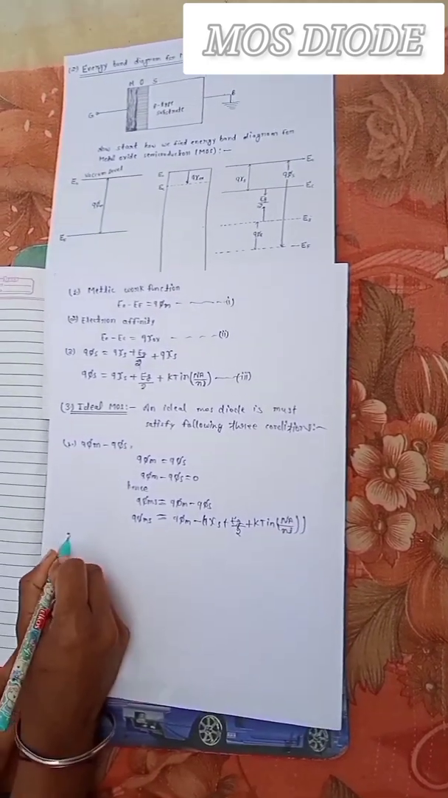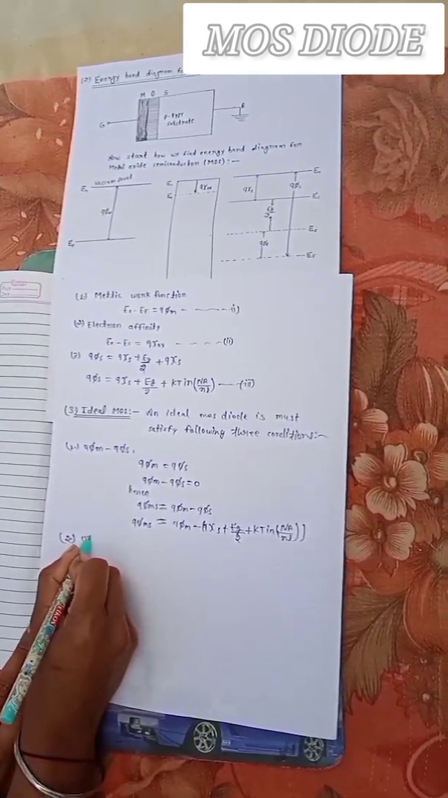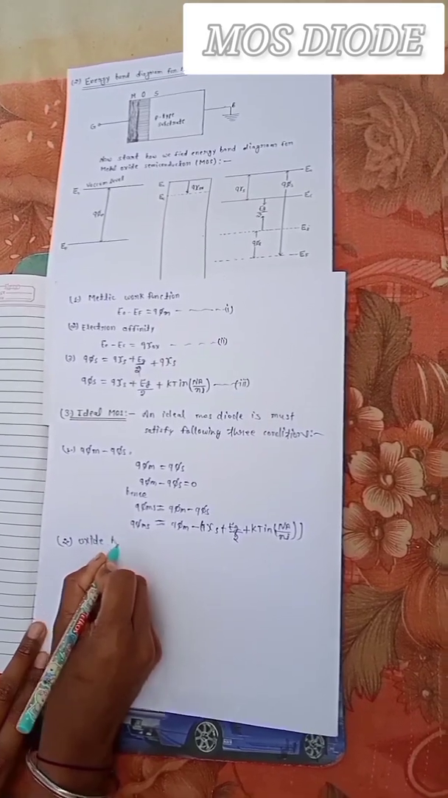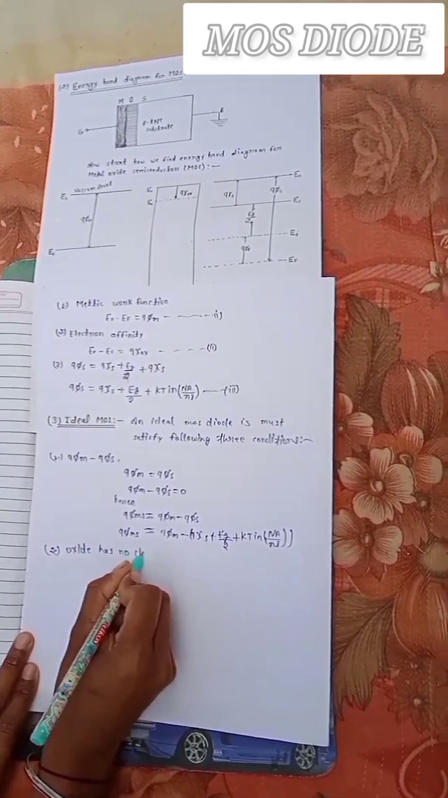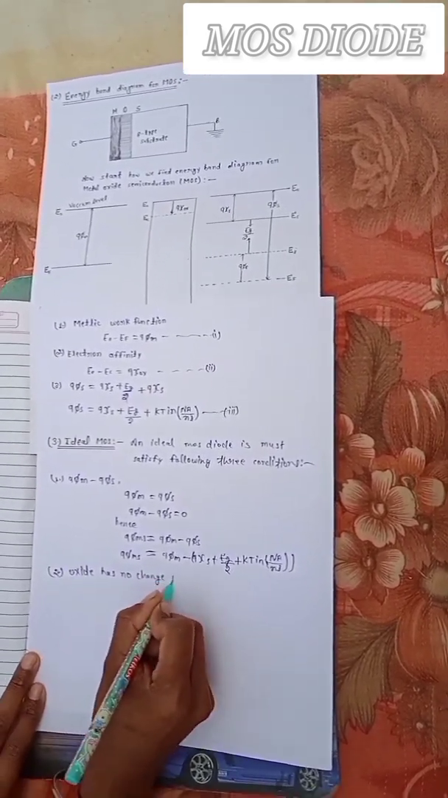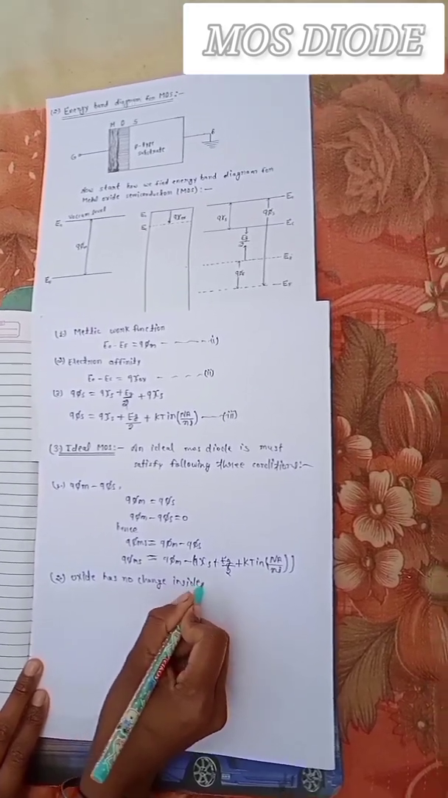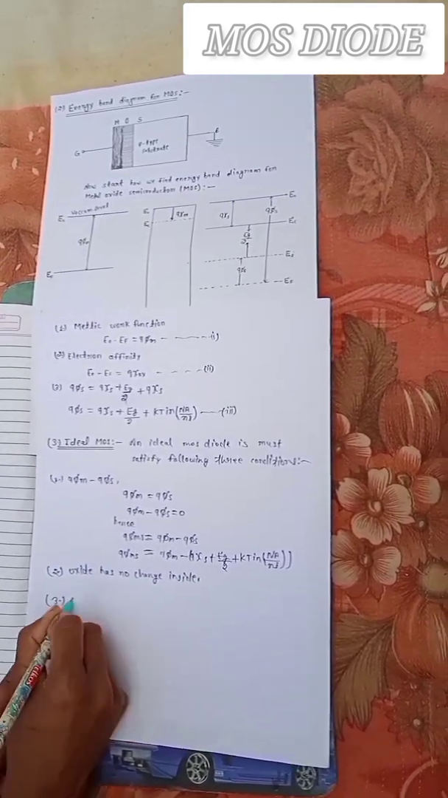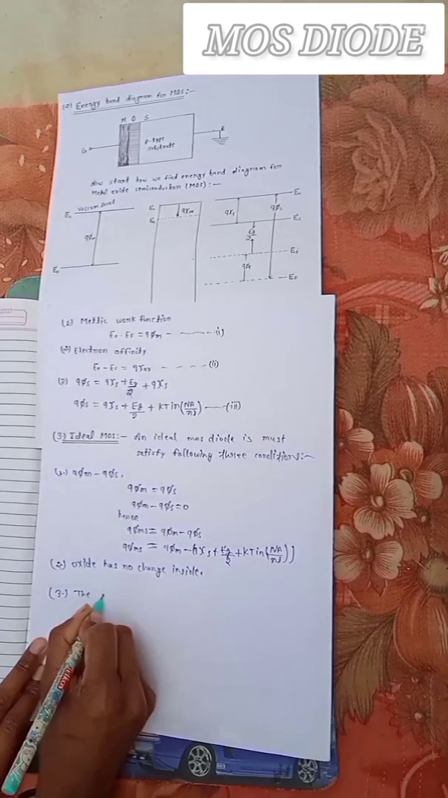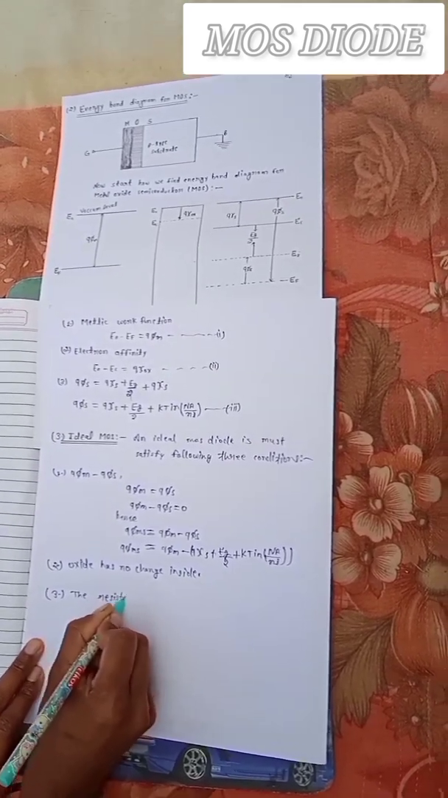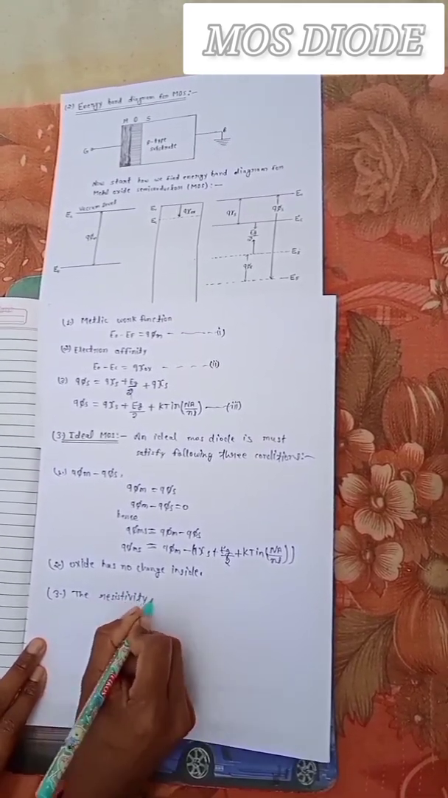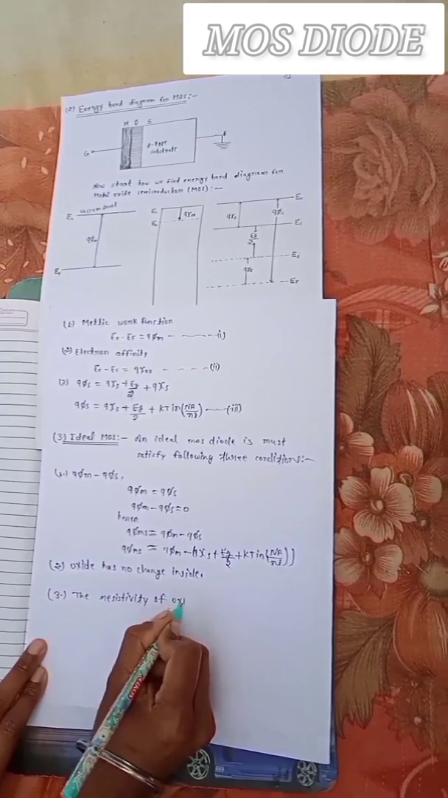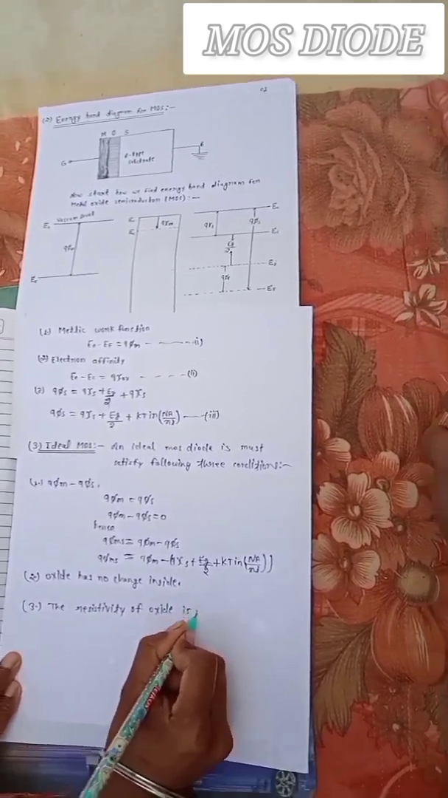And the second condition: in an ideal MOS, the oxide has no charge inside. And the third condition: in an ideal MOS, the resistivity of the oxide is infinite.